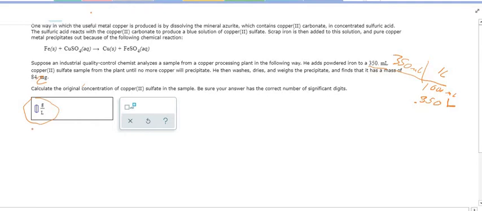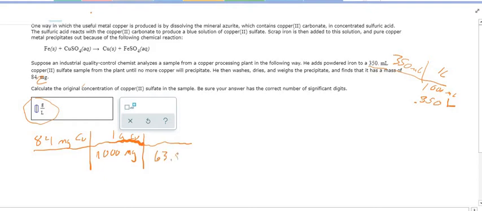Alright, let's see if we can now get the grams part of this. I start off with 84 milligrams of copper. That's what it tells me. I need to convert that into grams, and there are 1,000 milligrams in 1 gram of copper. We're still in copper. If I look on the periodic table, I need to get into moles, and I know that there are 63.5 grams in 1 mole of copper.